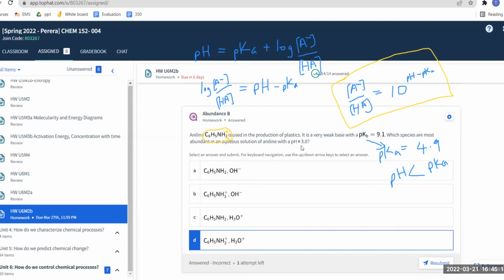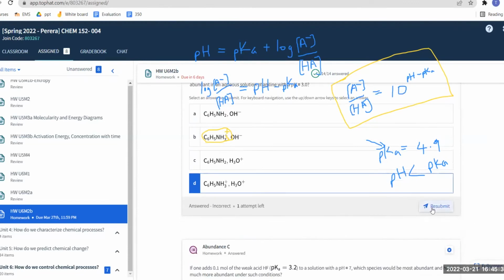Also, between OH minus and H3O plus, which species should be dominant? H3O plus, because you have a lower pH, which means a higher concentration of H3O plus than OH minus. So it should be D. Let's see if Prophet agrees with us. Yes, there you go.